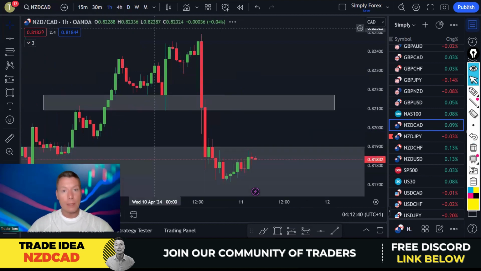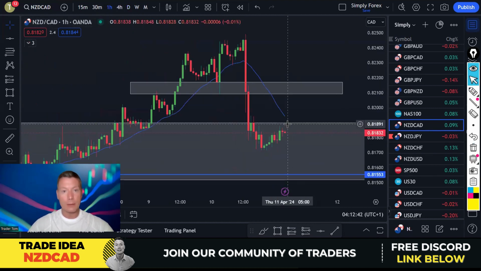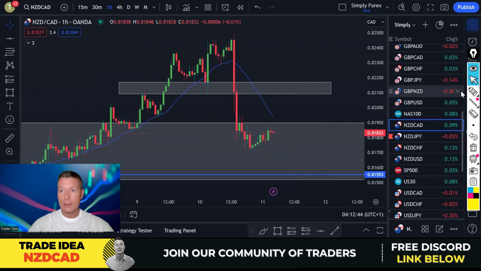If we drop down to the H1, you can see price come crashing down. This was all news led, right? It was Canadian dollar strength off the back of the interest rate decision, and there was New Zealand dollar weakness off the back of their interest rate decision. And if you just follow structure, we're thinking we're in an uptrend, and then bang. Okay, so what do I want to do? There's this level through here, right?